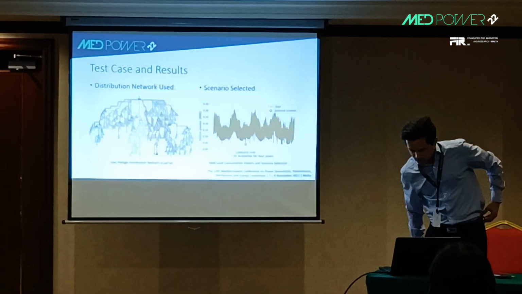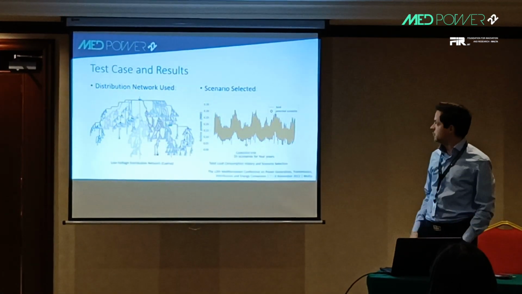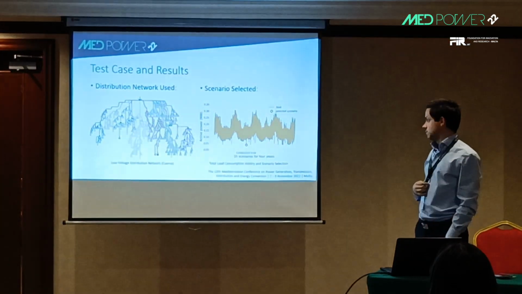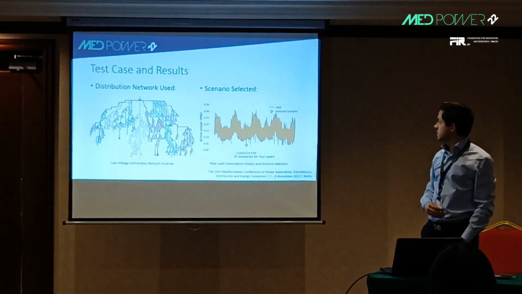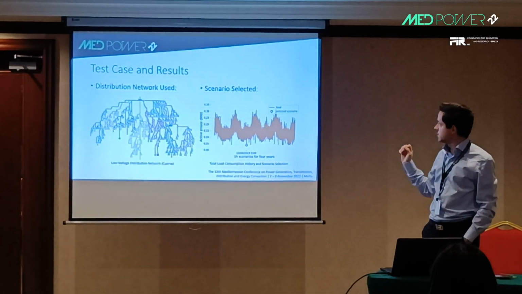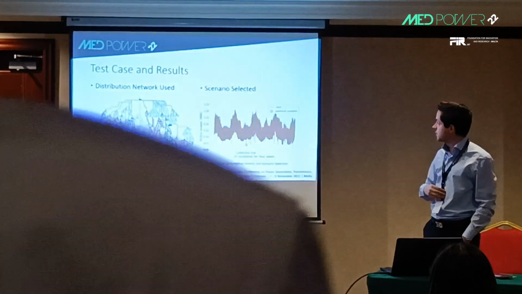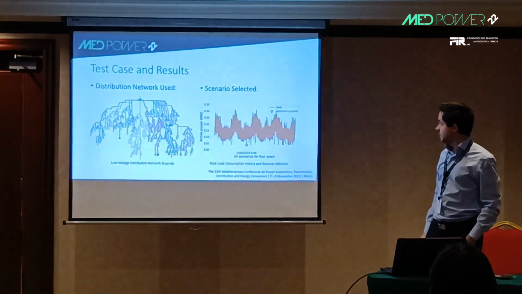So, the test case and results. On the left side, we see the grid model that we used. This is a low voltage distribution network from the DSO CUERVA. And on the right, here is the scenario selection, the scenario that we selected to run the Nodal capacity allocation tool. So we have a history of 4 years of consumption for this network.